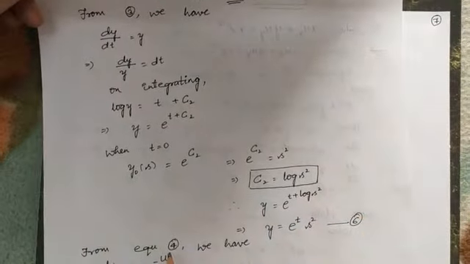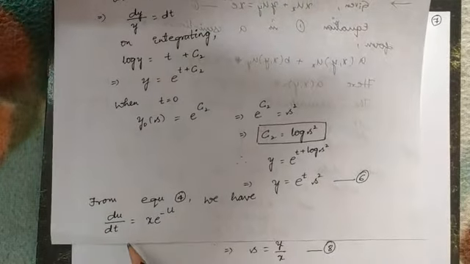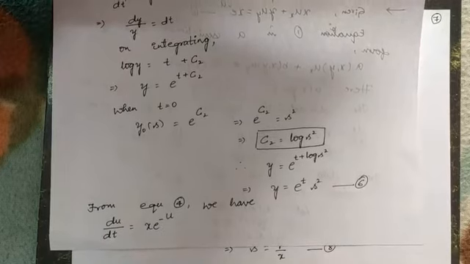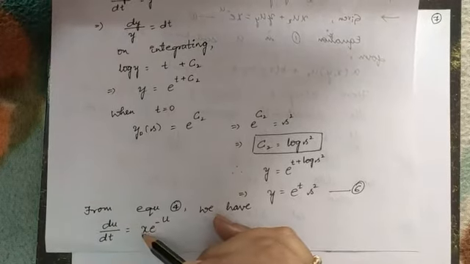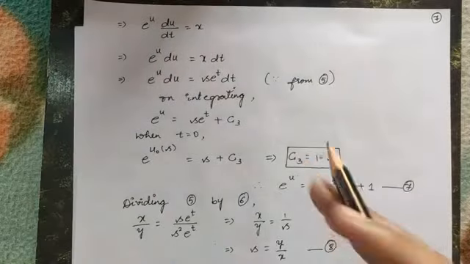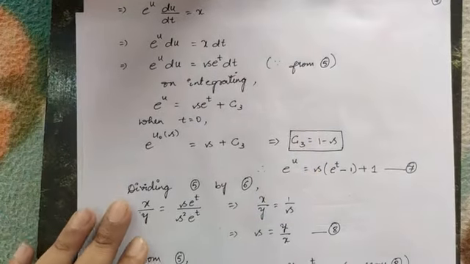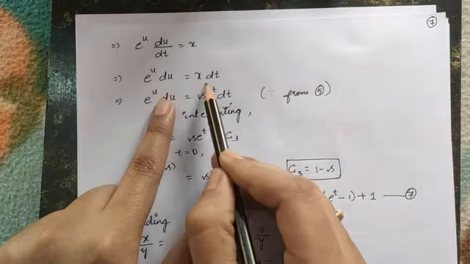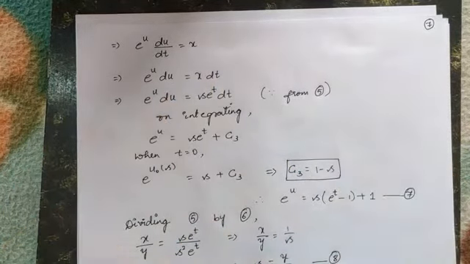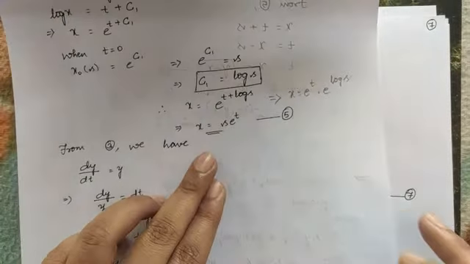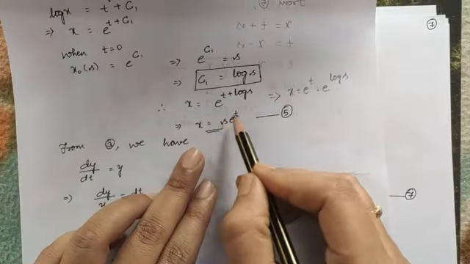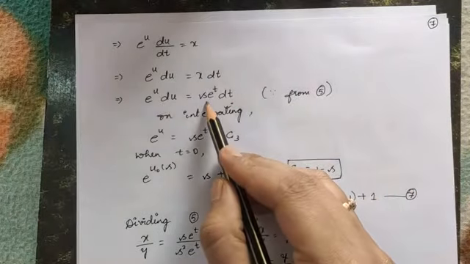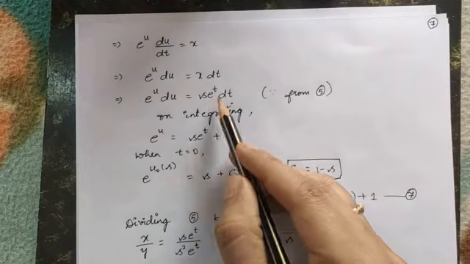Now from equation number 4, let's find the value of u. Du by dt is equal to x e power minus u. Here you should be very careful. You have to substitute the value of x here, because when you apply the variable separable method, your equation becomes e power u into du is equal to x into dt. When I find the value of x, you will get x in terms of s and t. So you have to substitute this value here: s into e power t dt.